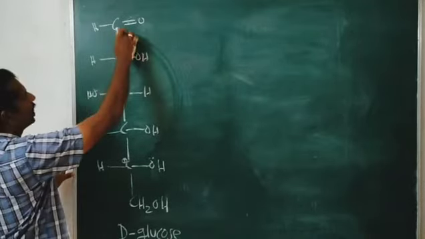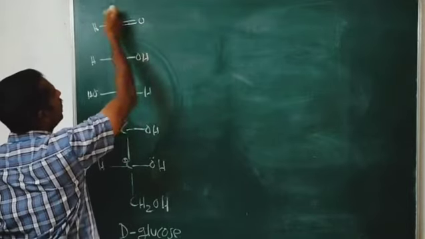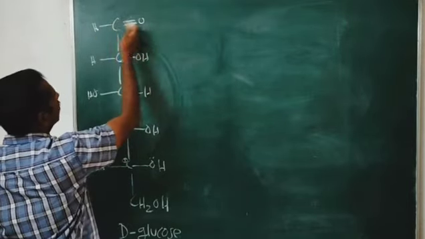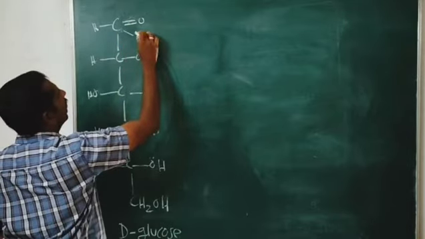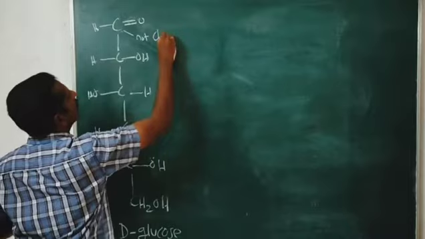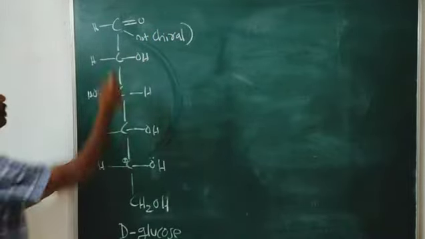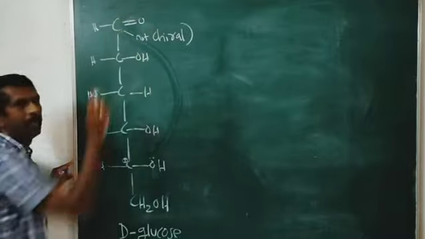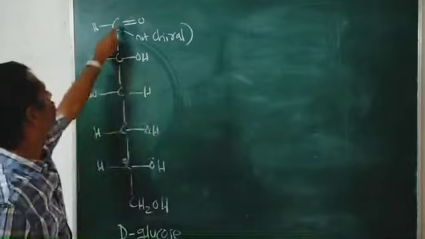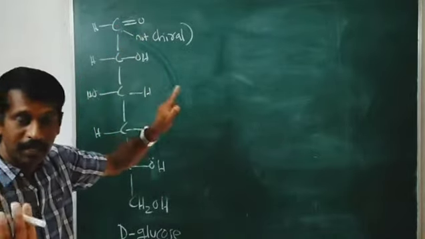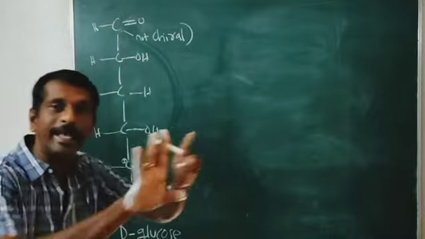In the open structure, this is our carbonyl carbon, this is our CHO group. In this open structure, the carbonyl carbon is not chiral. Very important, this is not a chiral carbon because you can see that this carbon is double bonded. Double bonded carbon means it is not chiral. Keep that in mind first: in the open structure, the carbonyl carbon is not a chiral carbon.